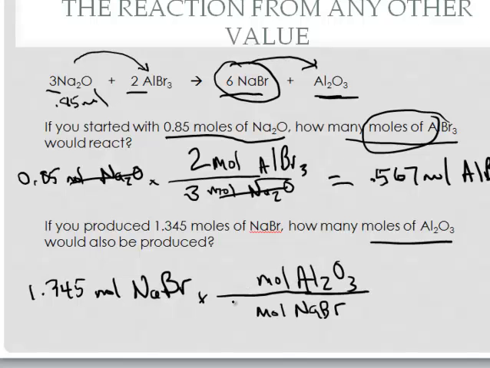Numbers from the reaction: 6 moles sodium bromide, 1 mole aluminum oxide. 1.345 divided by 6 gives us 0.224 moles of aluminum oxide. That's supposed to say aluminum oxide.